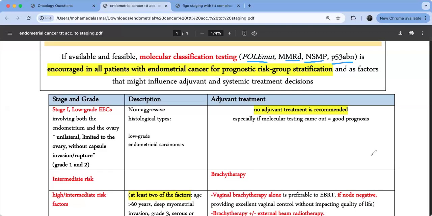Okay? These are factors that might influence the adjuvant and systemic treatment decision.